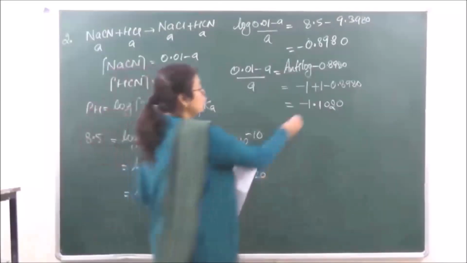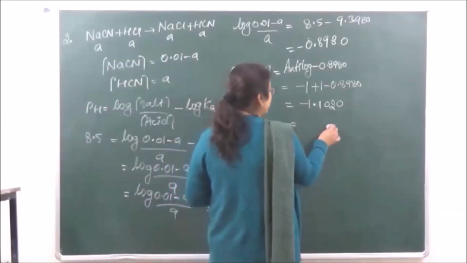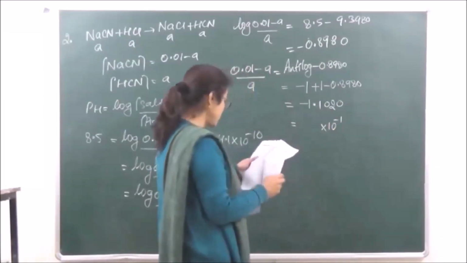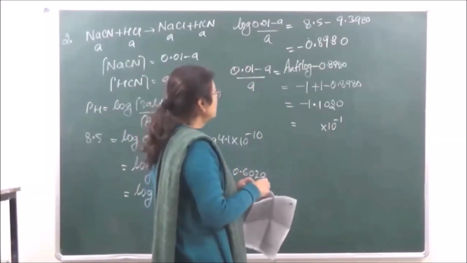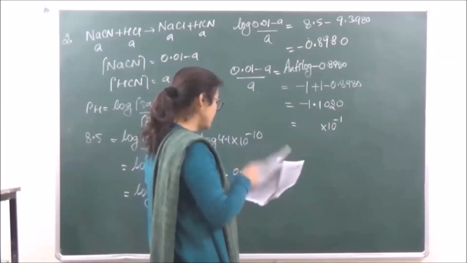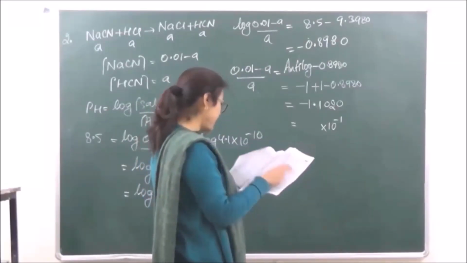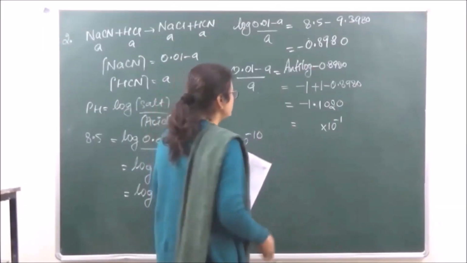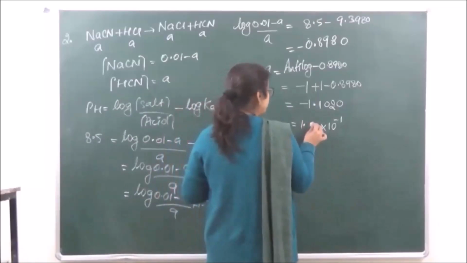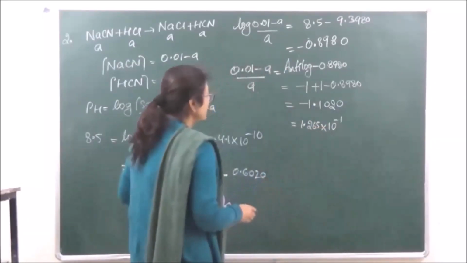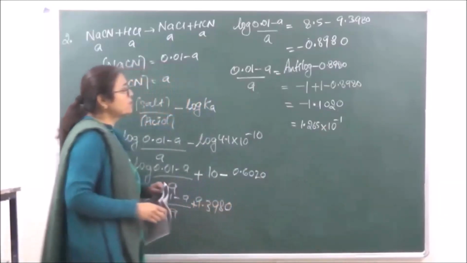Okay. And the part on the decimal side goes to 10 raised to power minus 1, and we have to take the antilog of 0.1020. The antilog of 0.1020 is coming as 1265. So 1.265. Right? So now can you calculate A from here?